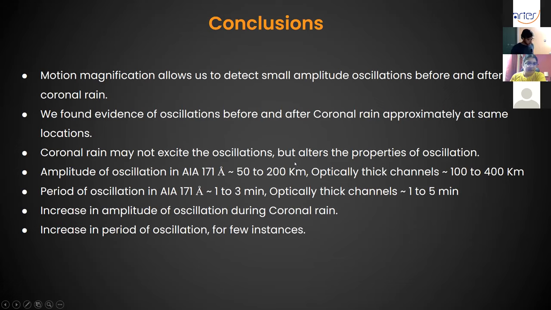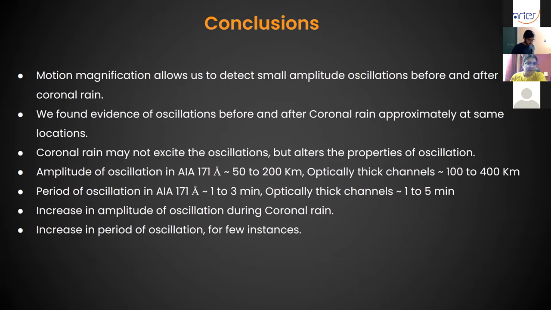So we found the range of oscillation amplitude in the 171 angstrom image to be 50 to 200 kilometers, whereas in the optically thick channel we found that the amplitude of oscillation is around 100 to 400 kilometers. And also for period we found the same kind of relation. So there is an increase in amplitude of oscillation during coronal rain, and an increase in period of oscillation for a few instances.